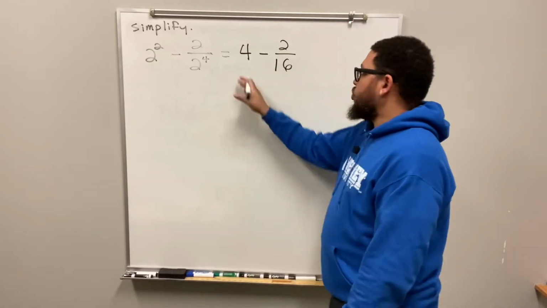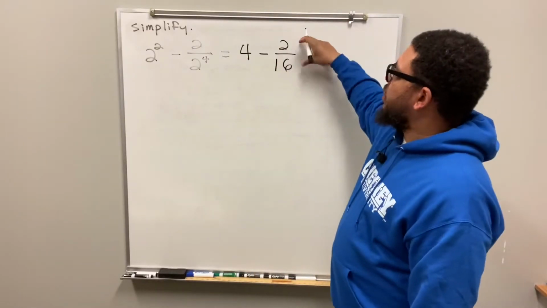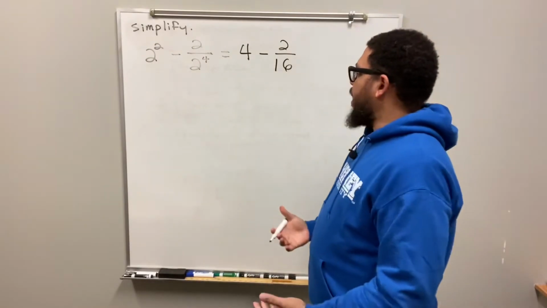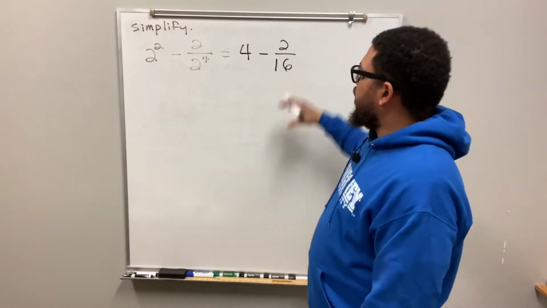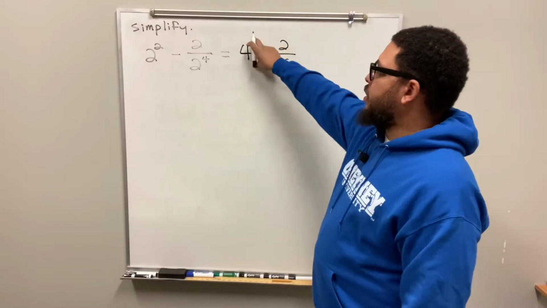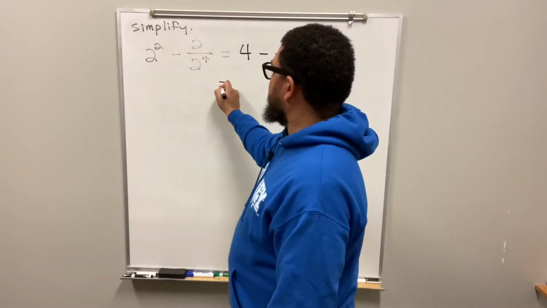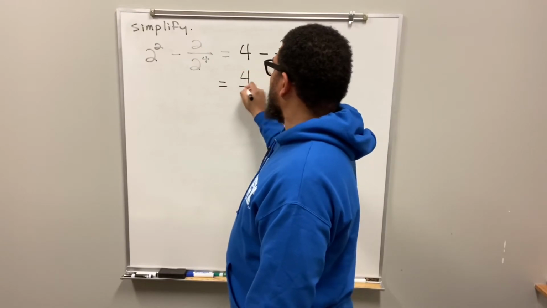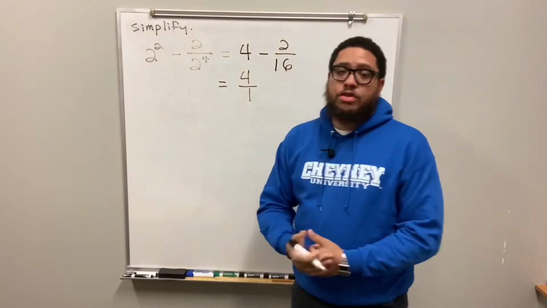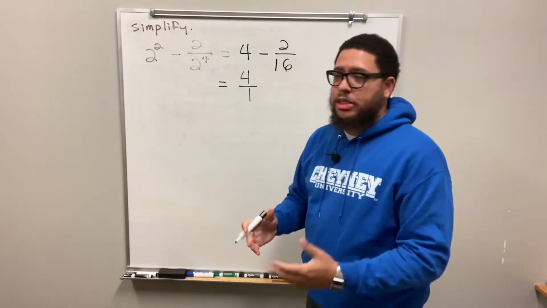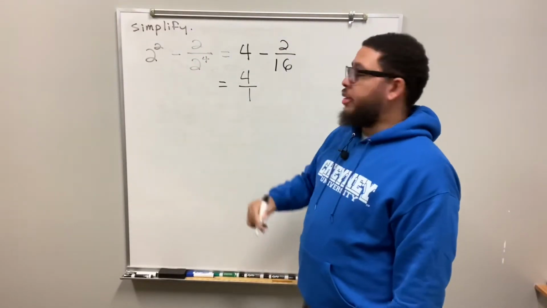All right? So we got 4 minus 2 over 16. And now I'm just trying to combine fractions. I'm trying to do like a subtraction problem. This is a fraction. This is not. But what I want to do is rewrite this as a fraction. So I'm going to make this 4 over 1. Because whenever I want to make a whole number look like a fraction, I just give it a denominator of 1.